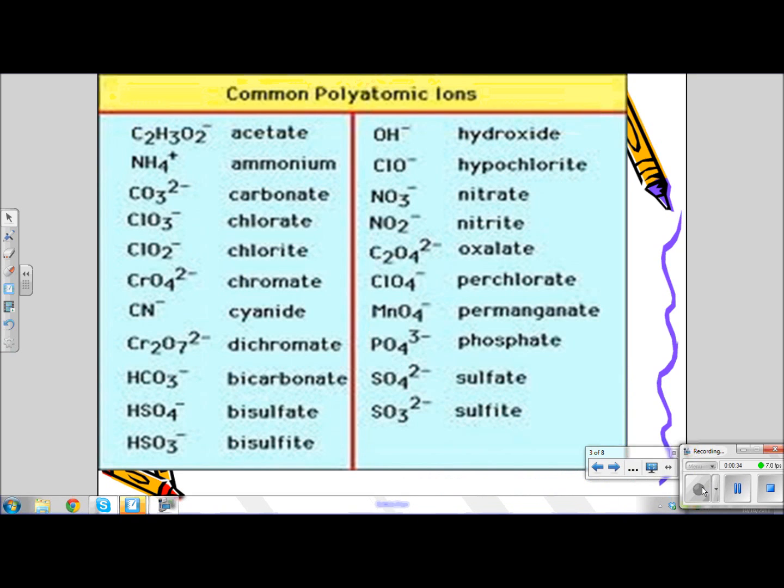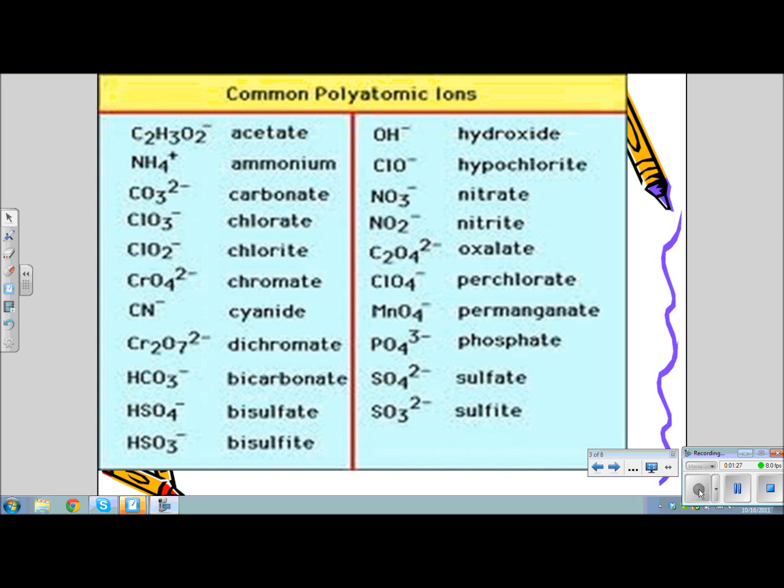Here's an extensive list of the most common polyatomic ions. Look at all of them and note the negative charges, and the exception is ammonium, NH4+. All these ions are made up of more than one atom covalently bonded together, meaning they're sharing electrons together. However, the unit itself is negatively charged, or positively charged, as in the case of ammonium.